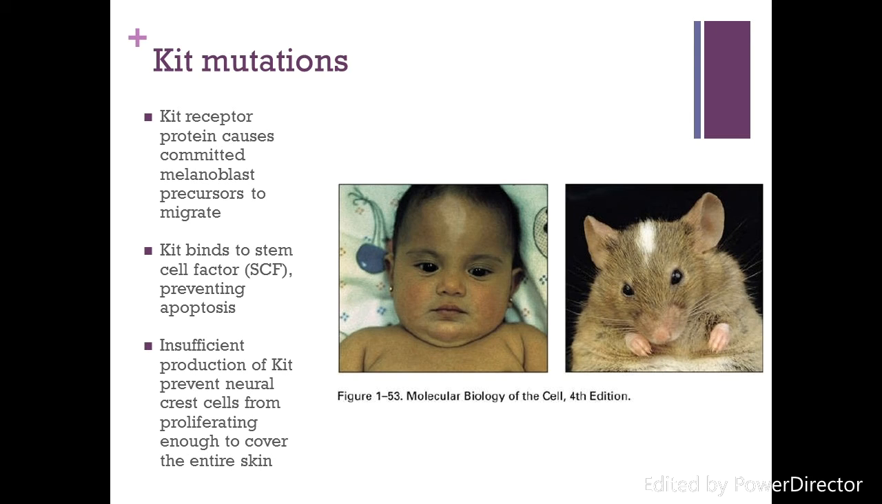In mammals, the KIT receptor protein is needed in committing melanoblasts to migrate on the dorsolateral pathway. KIT is located on neural crest cells that also express MITF, which are presumptive melanoblasts. KIT binds to stem cell factor made by dermal cells. KIT bound to SCF, or stem cell factor, prevents apoptosis and stimulates cell division of melanoblast precursors. If there is an insufficient amount of KIT, neural crest cells cannot proliferate efficiently over the entire skin.